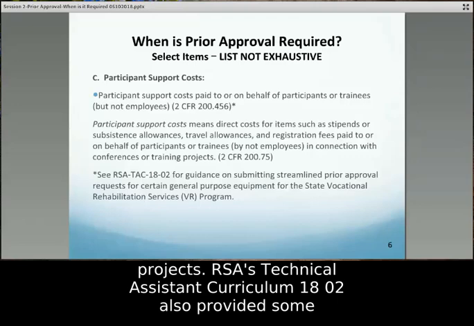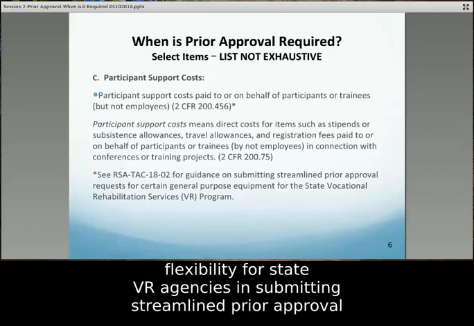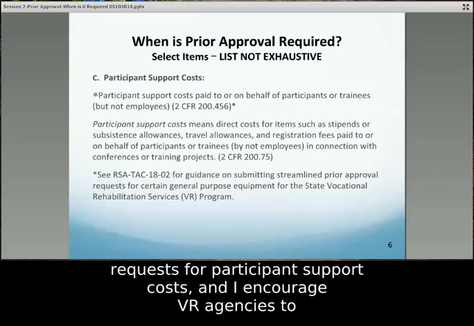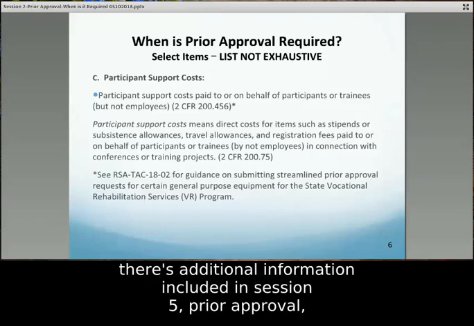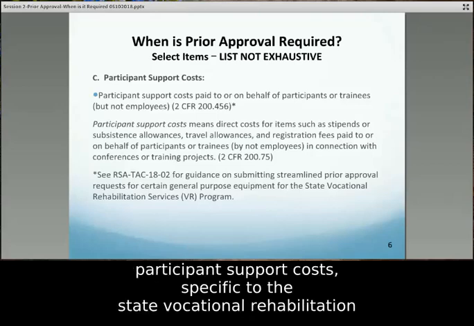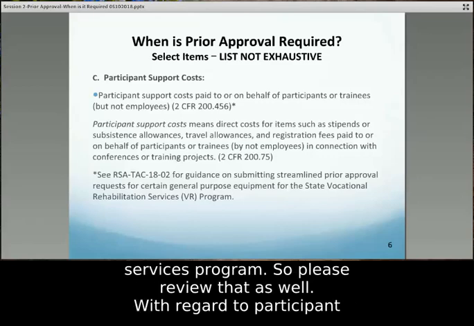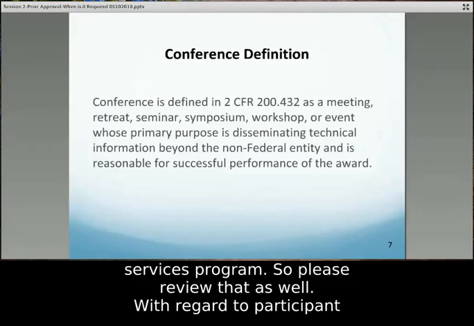RSA's Technical Assistance Circular 1802 also provided some flexibility for state VR agencies in submitting streamlined prior approval requests for participant support costs. And I would encourage VR agencies to review that TAC and the flexibilities that are provided. And also note that there's additional information included in Session 5, prior approval of participant support costs specific to the State Vocational Rehabilitation Services Program. So please review that as well.